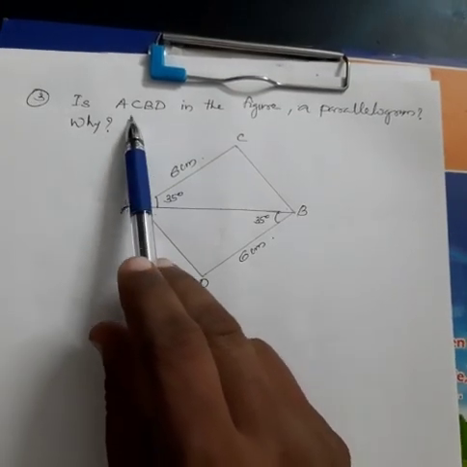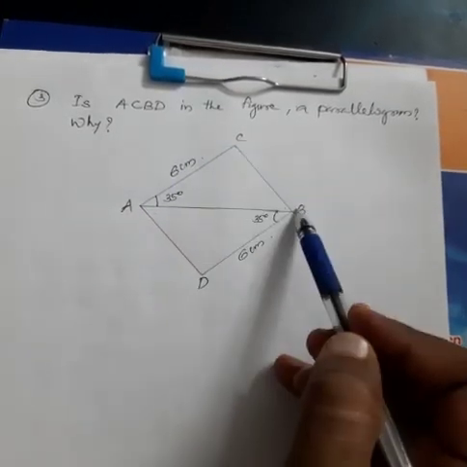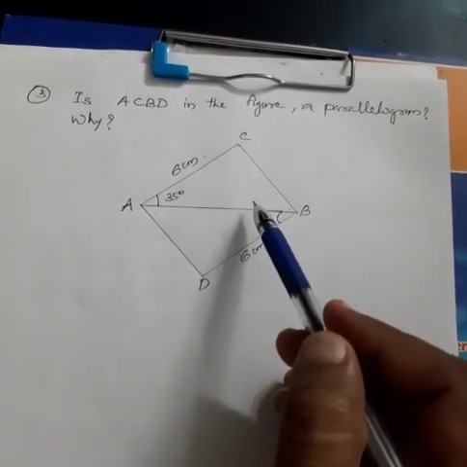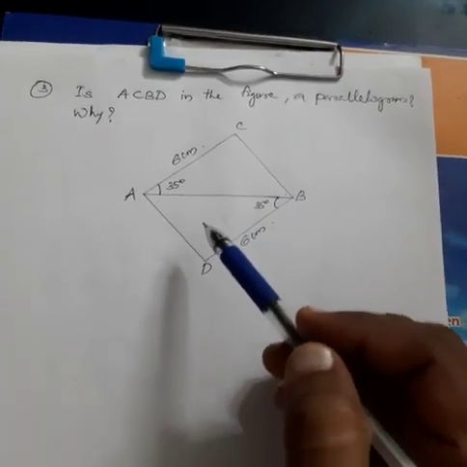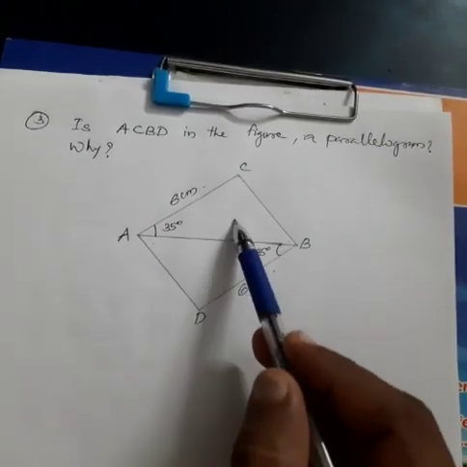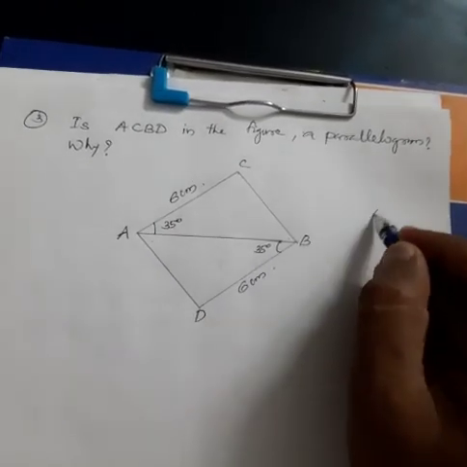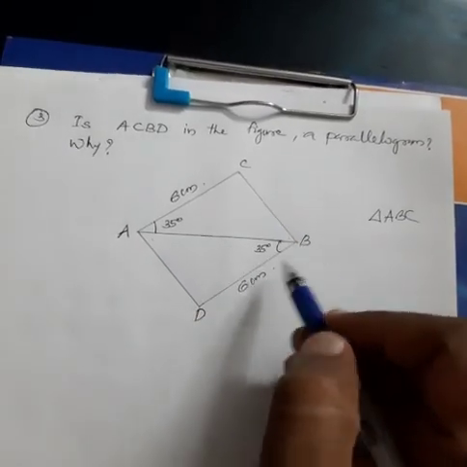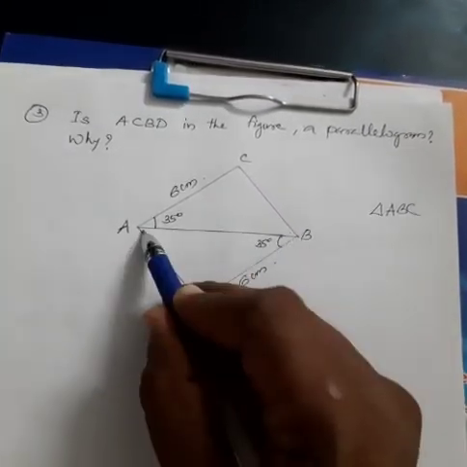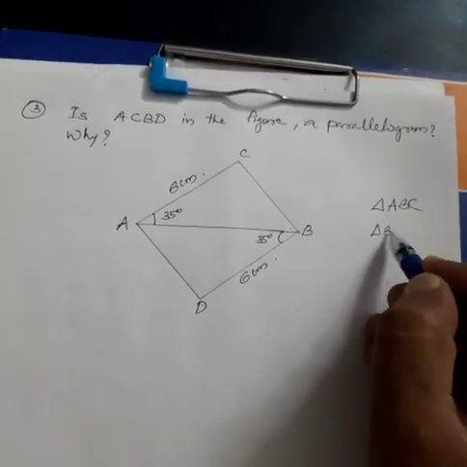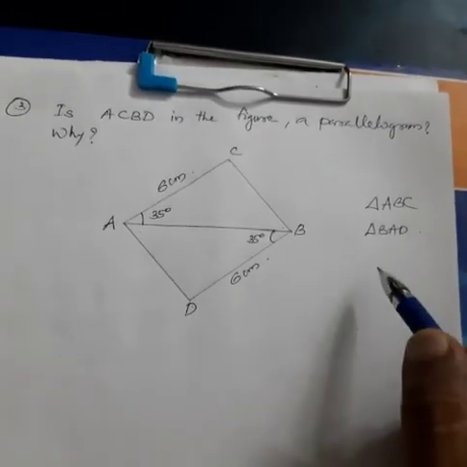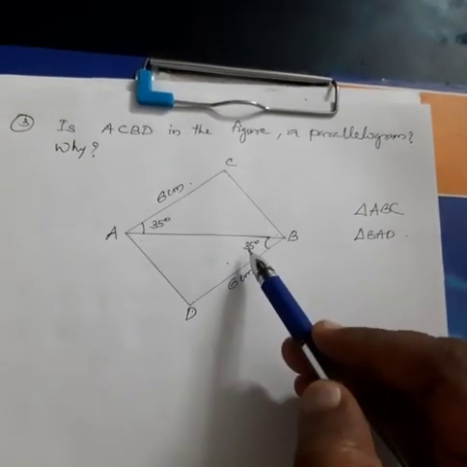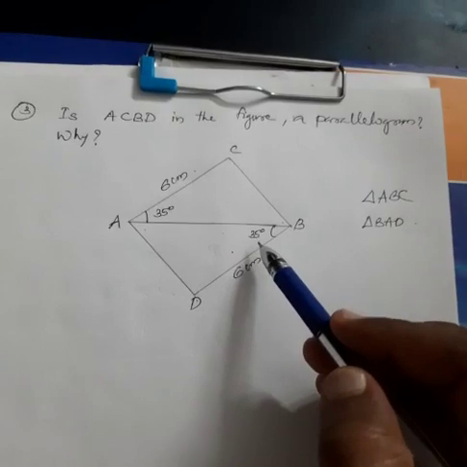Is ACBD in the figure a parallelogram? Why? This is the question. Here you can see two triangles. One is triangle ABC, and another is triangle BAD. We already studied, if two triangles are equal, the sides and angles, sides opposite to the angles are also equal.